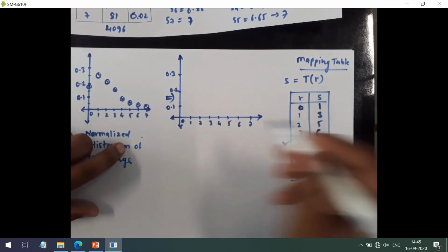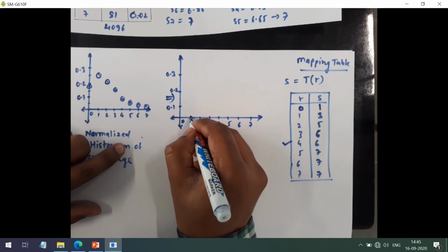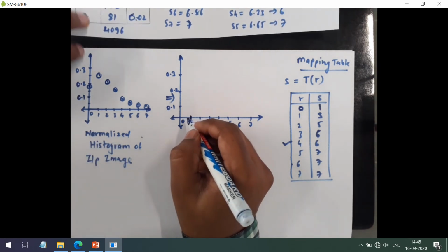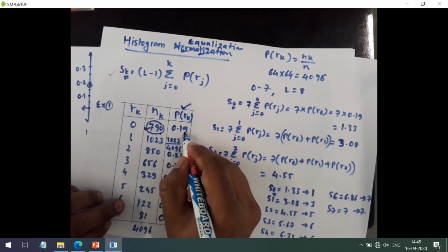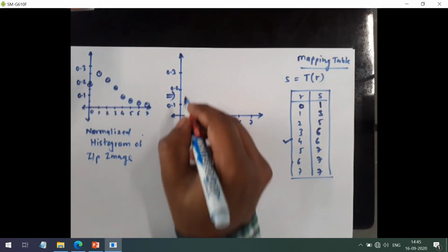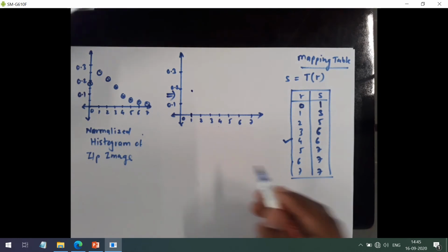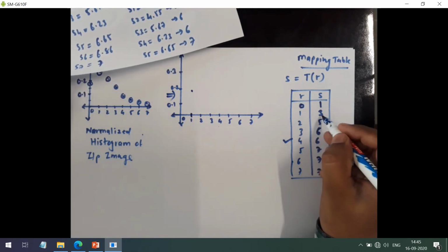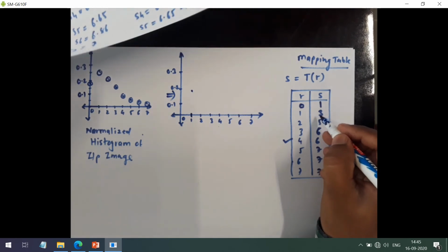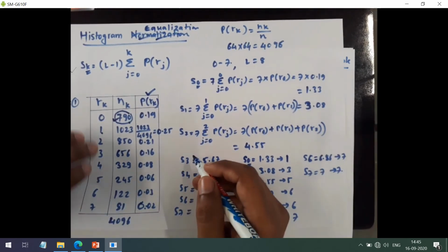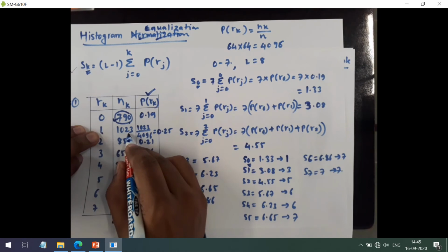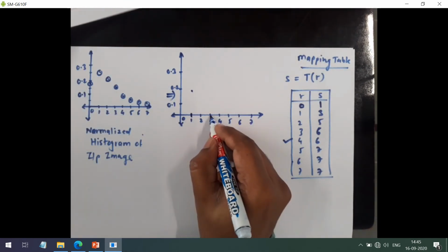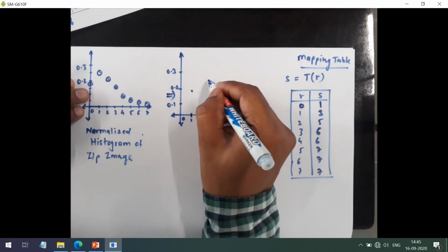Okay, so now for 1 we'll have how many? It will be 0.19, right? So for 1 we will have 0.19. Now 1 is mapped to 3. Okay, so how many pixels are there with intensity 1? That is 1023, whose normalized value is 0.25. So here at 3 we will write 0.25.